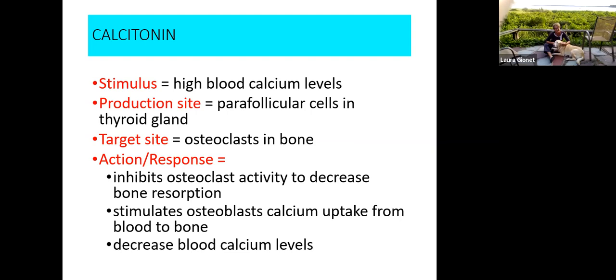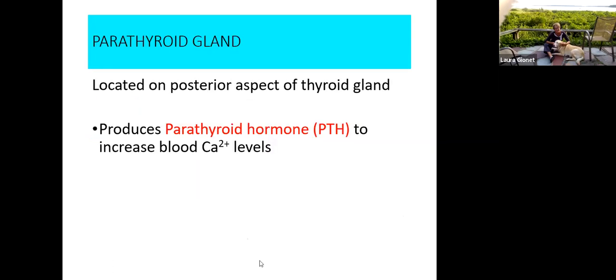Remember, osteoblasts build up bone. And thus we decrease blood calcium levels back into a normal range. Right, then we go to the parathyroid glands.